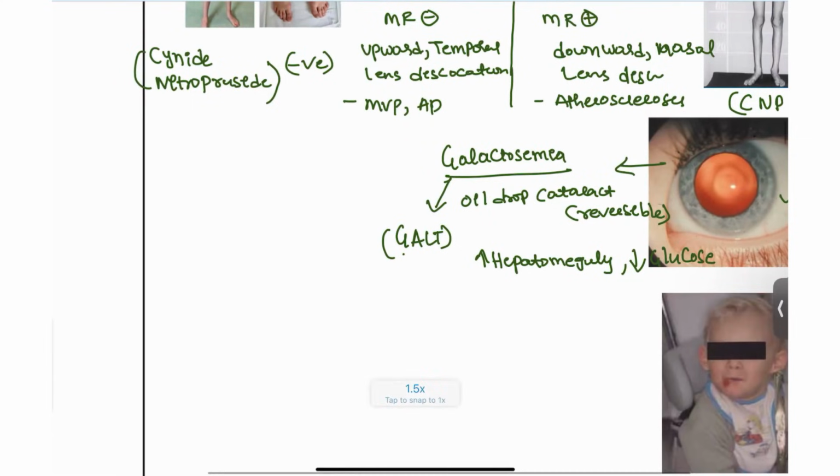And these galactosemia patients are highly prone to E. coli. Okay, they are highly prone to E. coli, so they can die with this E. coli also. So that is the common one.